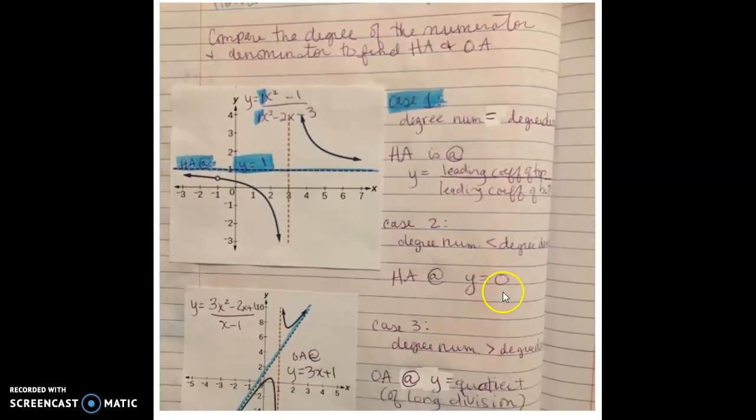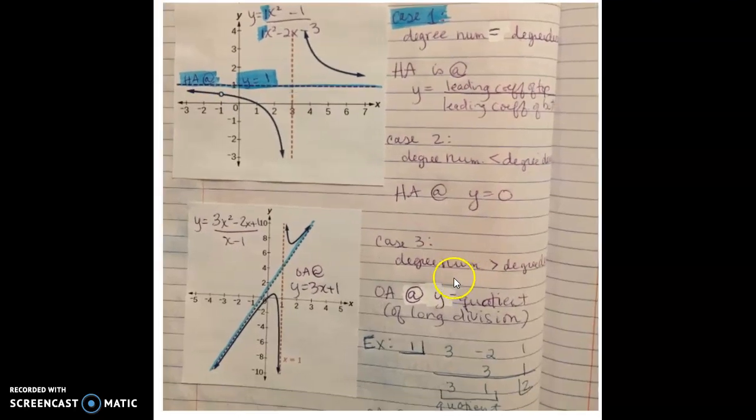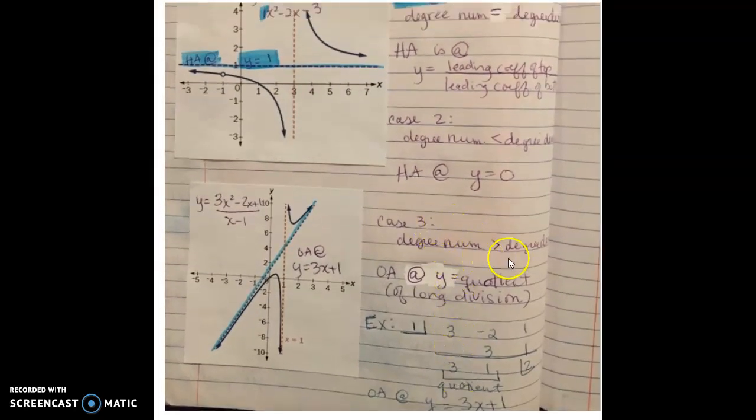Now, in the case of case 2, where the degree of the top is less than the degree of the bottom, I don't have a picture example for this one. You are actually going to have a horizontal asymptote again, but this time it will be at the x-axis at y equals 0. We'll see an example of that in class. And in the third case, where the degree of the top is bigger than the degree of the bottom, you actually don't have a horizontal asymptote at all. You have what's called an oblique or slant asymptote. I put OA for short.